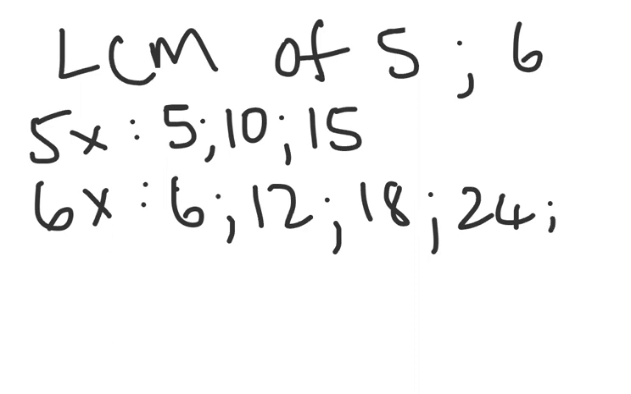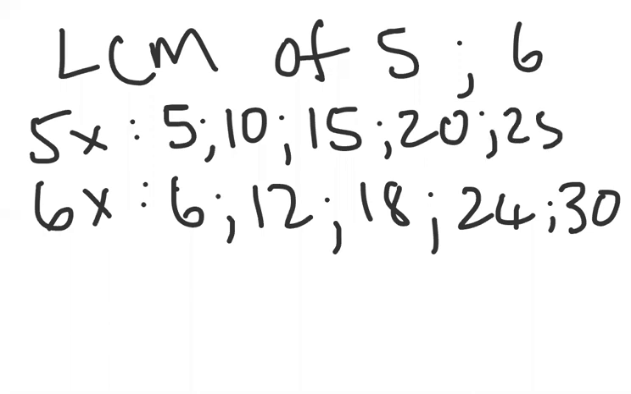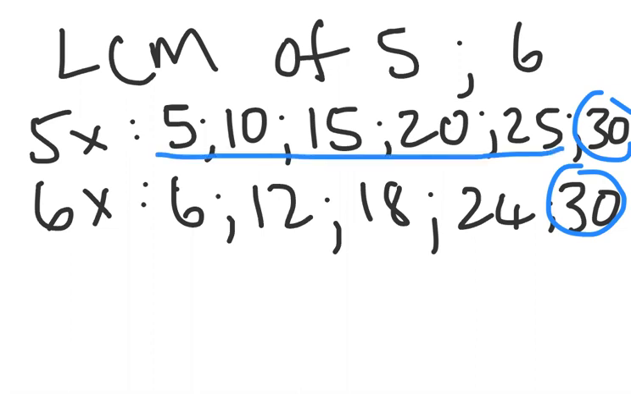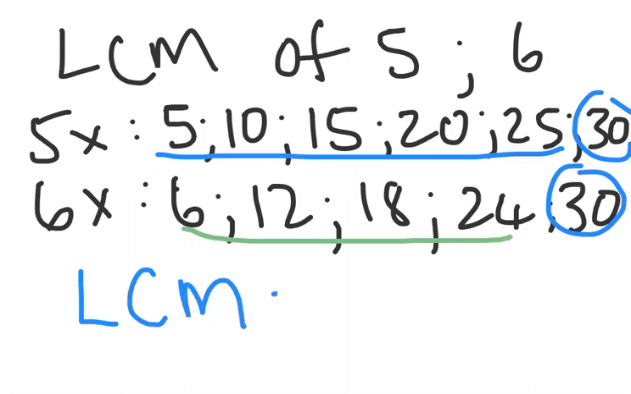6, 12, 18, 24, then you get 30. Let's stop there for now. The 5 table is 5, 10, 15, 20, 25, and 30. So already you can see there's a 30 that appears in both, and that is the smallest number. Let's just double check. 6, 12, 18, 24, I don't see in here. And 5, 10, 15, 20, 25, that I don't see in here. So 30 is the smallest one. So the answer for the least common multiple of 5 and 6, that answer is 30. That's the least common multiple.